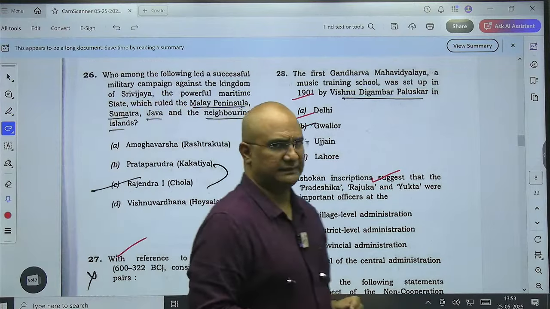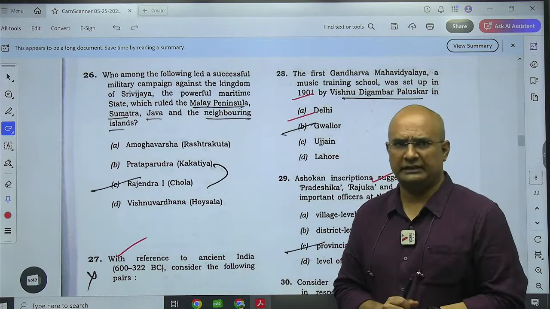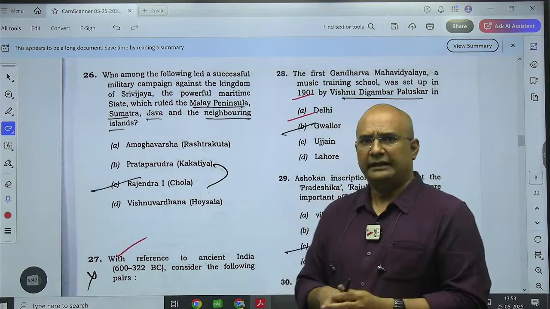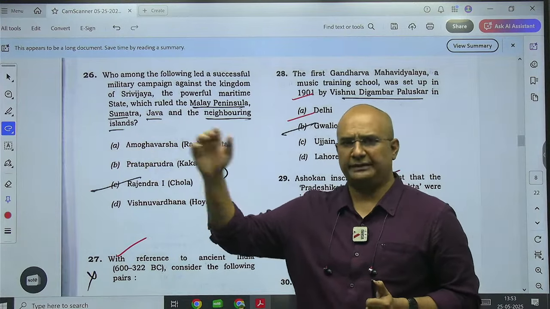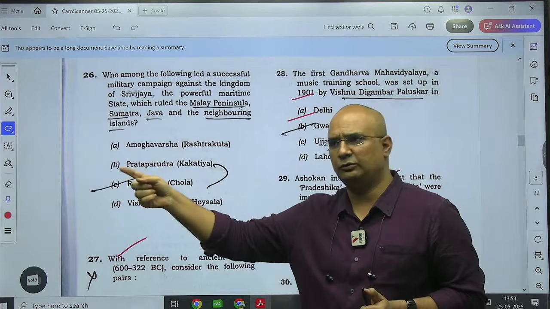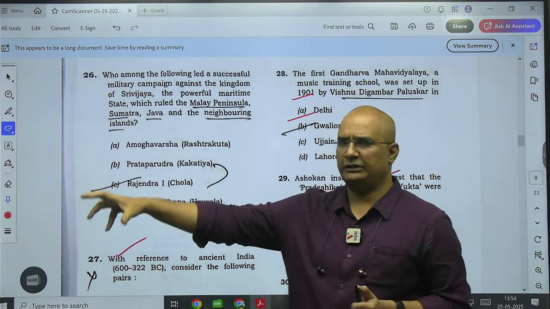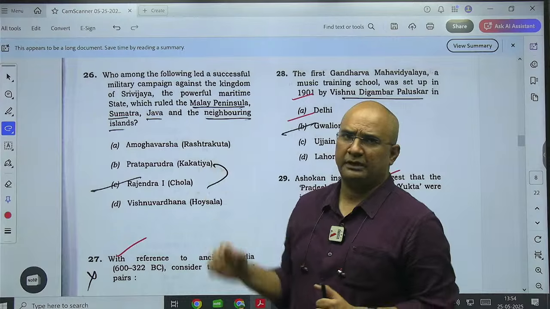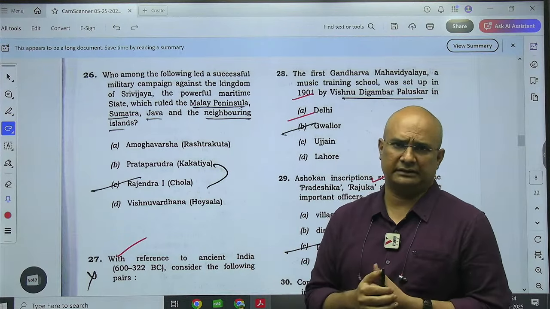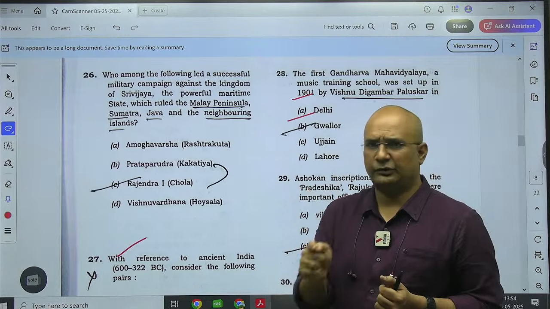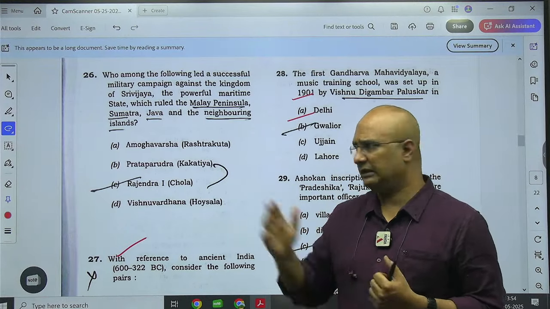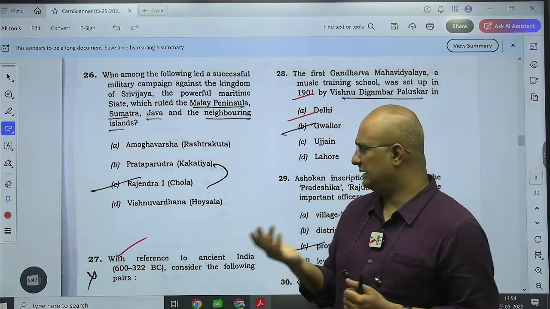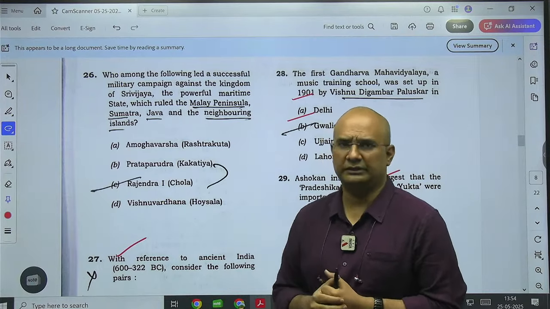Next, 26. A question from medieval India with respect to the Chola dynasty, and again a straightforward question which asks you which among the following rulers launched a military campaign on an empire which was ruling the southeastern Asia, areas like Indonesia, Malaysia and all. At that time there was an empire called Sri Vijaya Empire. And it's asking simply which of the kings attacked that kingdom. Now, logically we should understand that Cholas were in Tamil Nadu, and this is very, very close to Southeast Asia. So it was a Chola king, and clearly the answer is Rajendra I Chola.